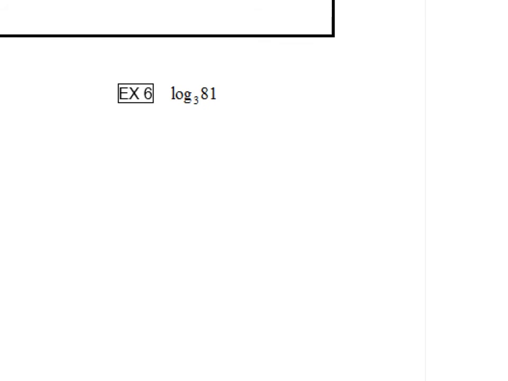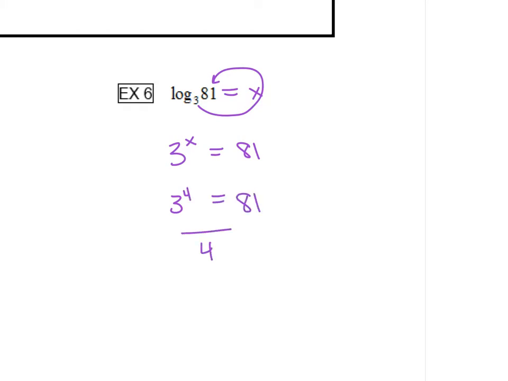All right, example 6, log base 3 of 81 is equal to something. We put it in exponent form. 3 raised to the x power equals 81. All right, so we go through our possible exponents. Is it 3 squared? That's 9. 3 to the third power is 27. 3 to the fourth power is equal to 81. So our answer is 4.